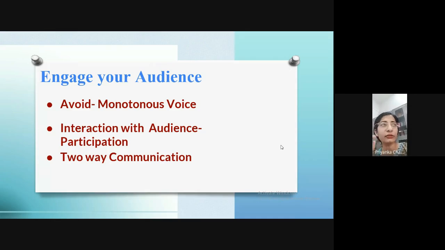For that, it is necessary that interaction with the audience will be required. Interaction with the audience means I have to include some MCQs, I have to include some questions, I have to make them involved in my presentation.